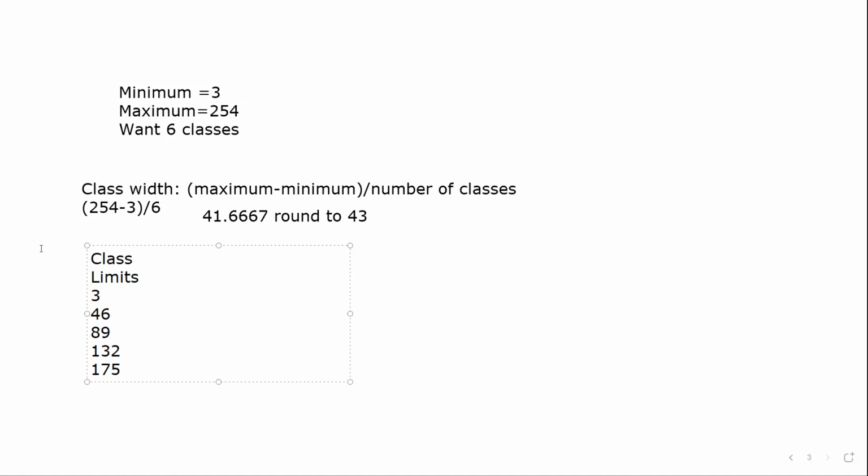We need one more class. We're going to add 43 one more time, and that is going to give us 218. Is that right? Am I right or not? Is that correct? Did you get those numbers, Jason? Okay, now we're going to do our upper limit.